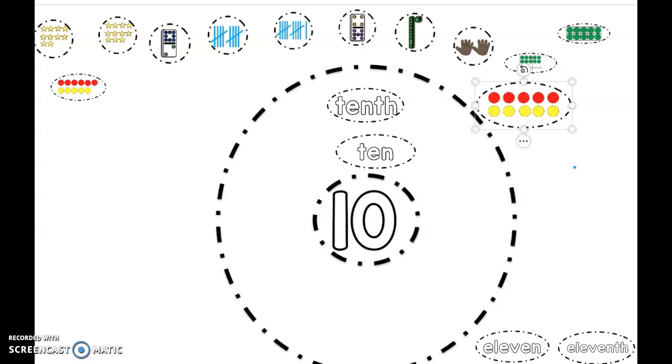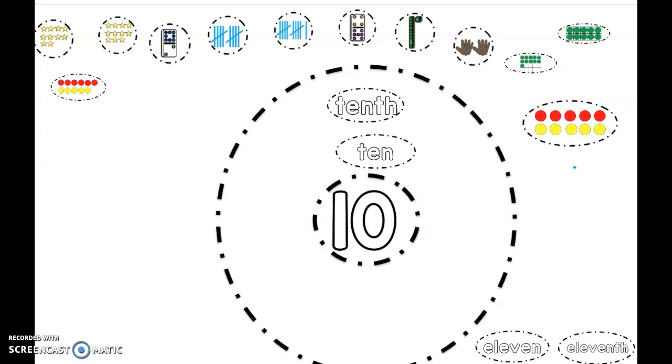Let's start over here with my dots. I'm going to count them and see how many I have. 1, 2, 3, 4, 5 red on the top. 1, 2, 3, 4, 5 yellow on the bottom. So I have 5 and 5. And if you remember from yesterday, we had some 5s and 5s that made 10. So let's check. 1, 2, 3, 4, 5, 6, 7, 8, 9, 10. Does it make 10? Yes.